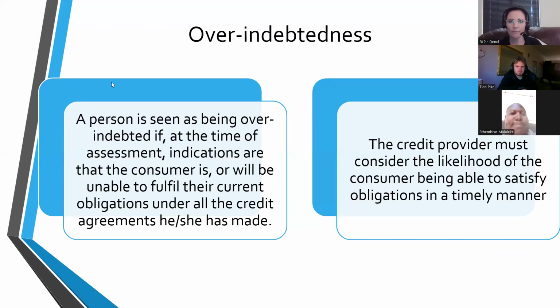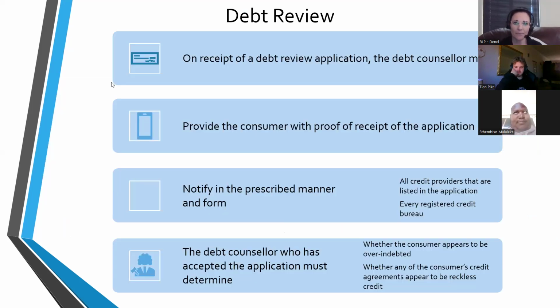Okay. Cool. Then over-indebtedness. So a person is seen as being over-indebted if at the time of the assessment, we have indications that the consumer either is or will be unable to fulfill their current obligations under the agreements that they have made. So then the credit provider must consider the likelihood of the consumer being able to satisfy their obligations in a timely manner.